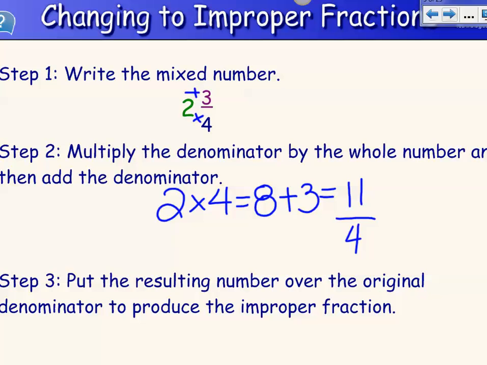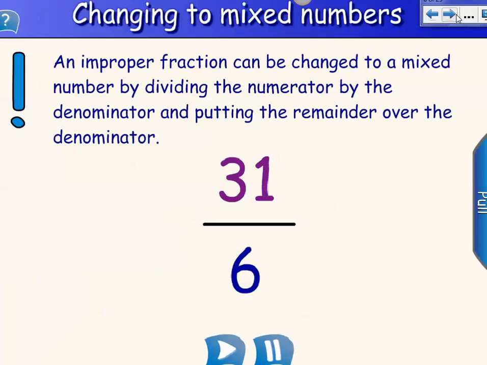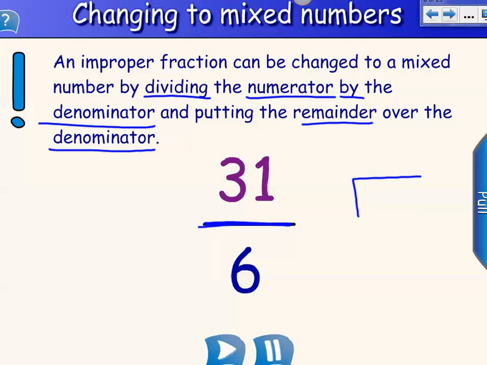Now we're going to learn how to do it the other way. Look at the bottom half of your paper. It talks about how to change an improper fraction to a mixed number. You divide the numerator by the denominator, and you put the remainder over the denominator. Let's talk about exactly what this means. I want to rewrite this as a long division problem. We know that this line in the middle means to divide. However, we're not going to use our calculator for this. If I used my calculator, I'd get a decimal answer, and that's not what the problem is asking. It's asking us to write this as a mixed number.